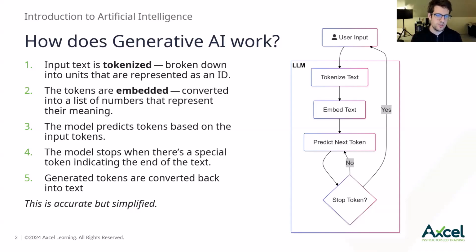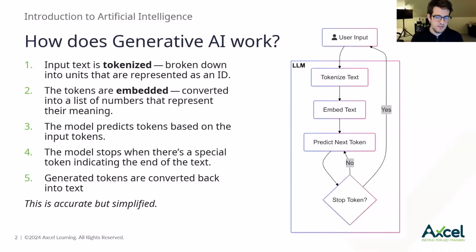Some very early versions of tokenization just said every word is going to have a number associated with it. And you might say the word A has the number 1, the word brown has the number 2, and so on and so forth. After that tokenization, the tokens are going to be embedded. This means that they're going to be converted into a vector or a list of numbers that represent the semantic meaning of the token.